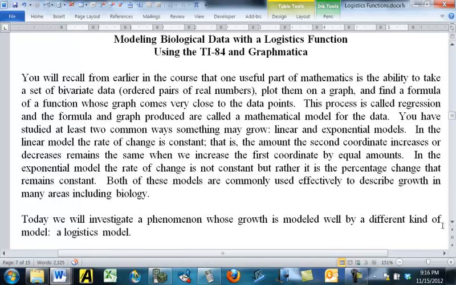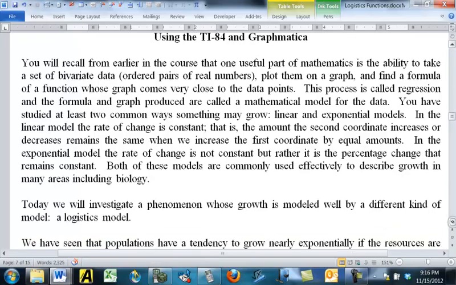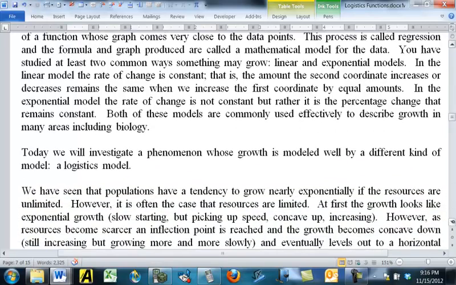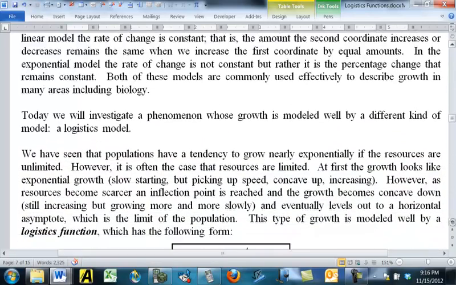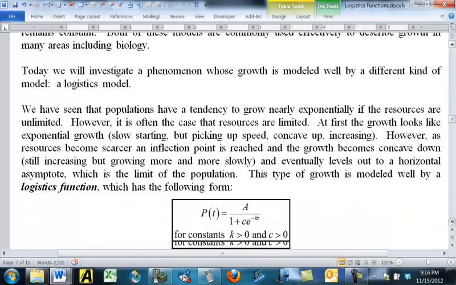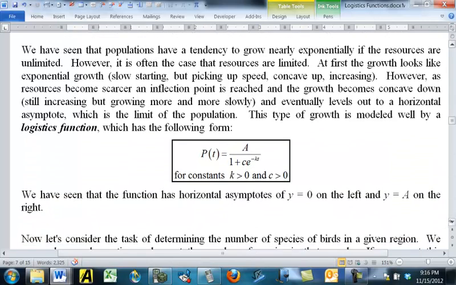So a lot of things in biology, for example, are modeled well with a logistic curve. I'll let you read the notes on this, but we've got a population that has a tendency to grow nearly exponentially if resources are unlimited, but if we limit the resource, then we get this logistic function that we've seen already.